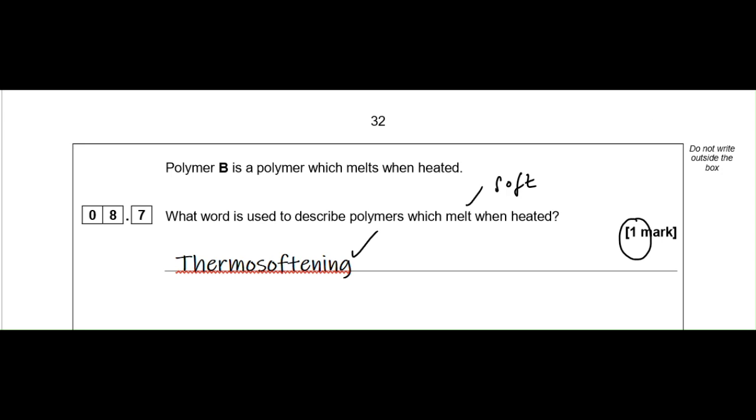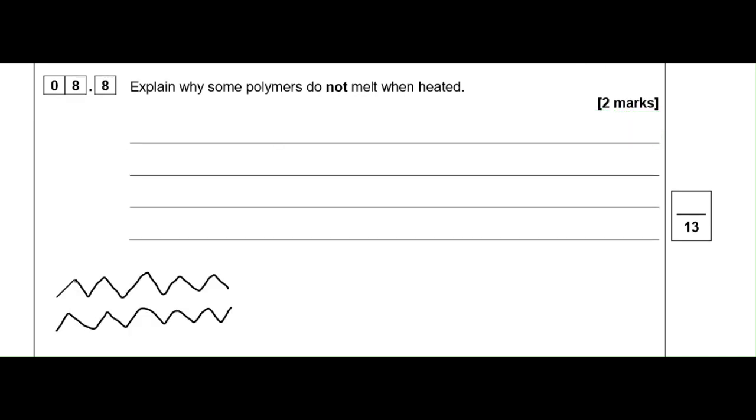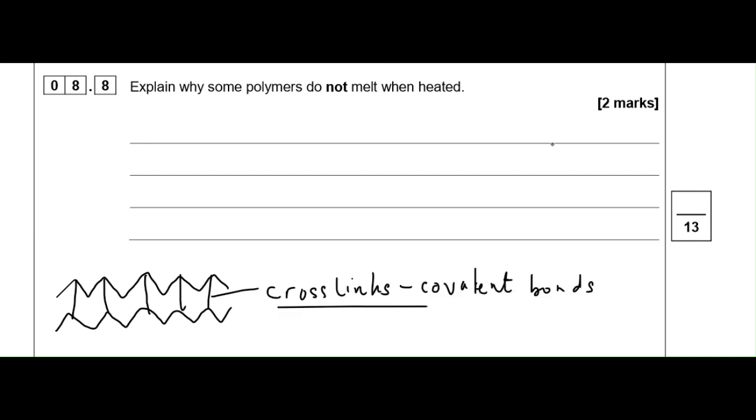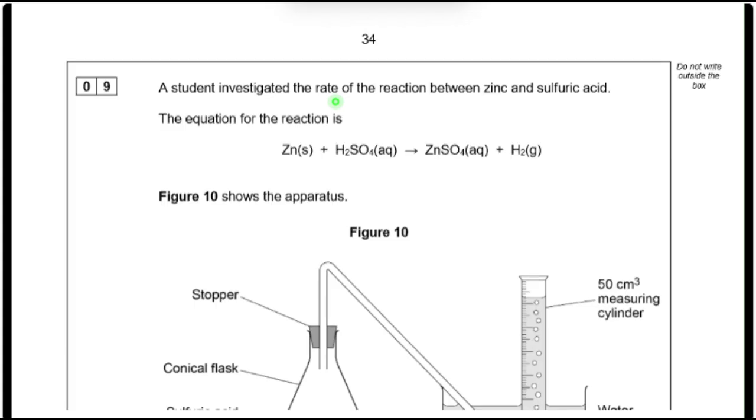8.8. Explain why some polymers do not melt when heated, and this is for 2 marks. This is all about cross-links. If you look below at the diagram, the ziggy-zaggy lines represent 2 polymer chains, and those polymer chains have covalent bonds between them, which are very, very strong and cannot be broken. So, in order to get 2 marks for this question, you must write in the space provided there are cross-links between the polymer chains. Therefore, too much energy is required to overcome these cross-links. 2 marks.